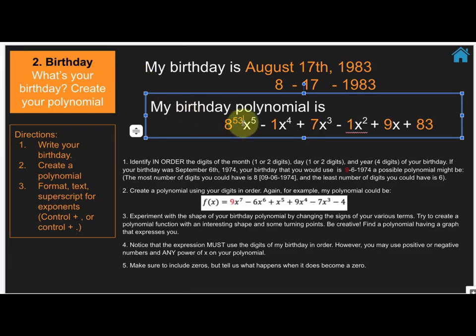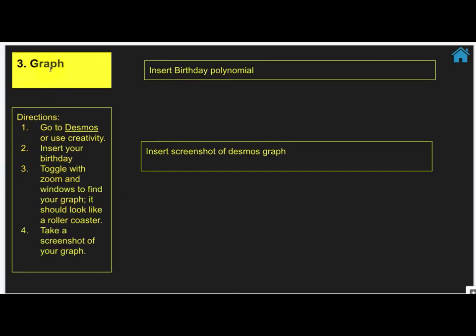Okay, so that's how you make an exponent using Google Slides or Google Documents. So we got your birthday, we got your polynomial. Number 3, we're gonna graph it. So go to Desmos or use your creativity. If you're using a jump rope, spaghetti or candy on the floor, sidewalk chalk is a cool one. You're gonna insert your birthday.